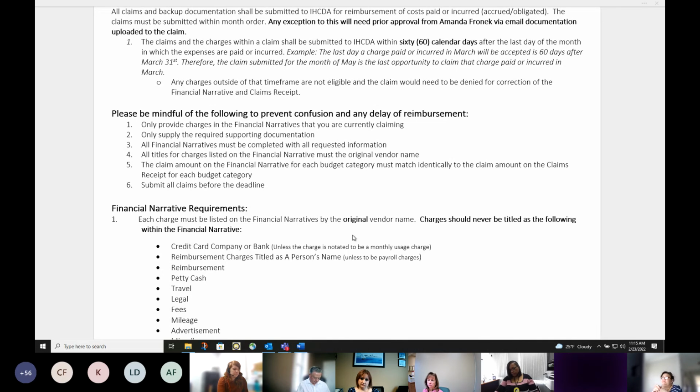All financial narratives must be completed with all requested information. All titles for charges listed on the financial narrative must be the original vendor name. The claim amount on the financial narrative for each budget category must match identically to the claim amount on the claims receipt for each budget category. I know that that's a repeated guideline, but we've had problems with this right here, where those dollar amounts just don't match up. Submit all claims before your deadlines. That will prevent any delay as well.